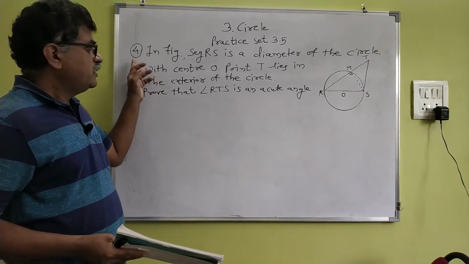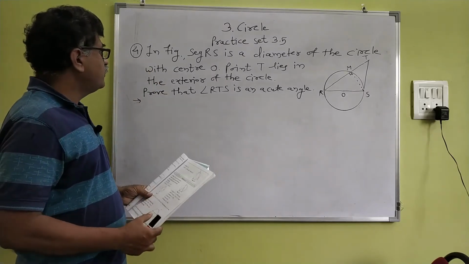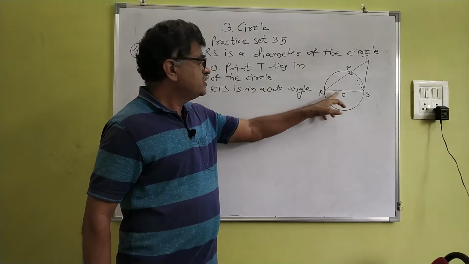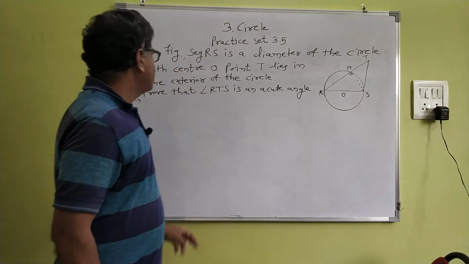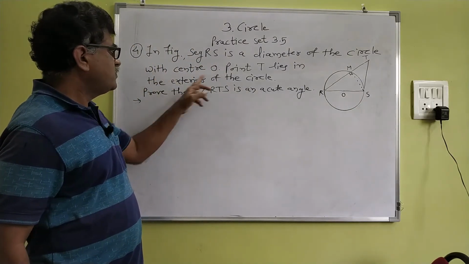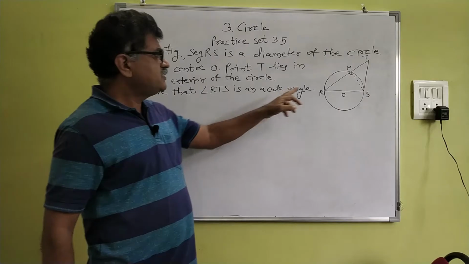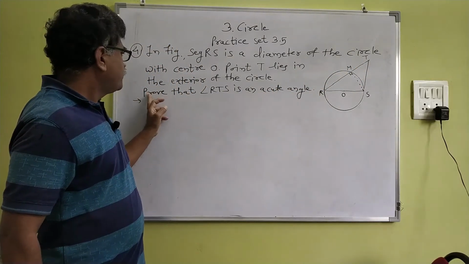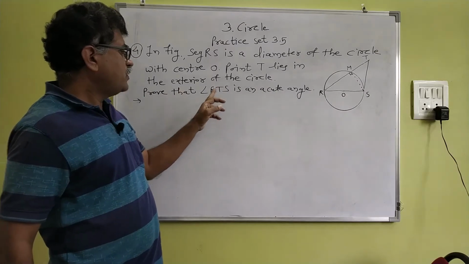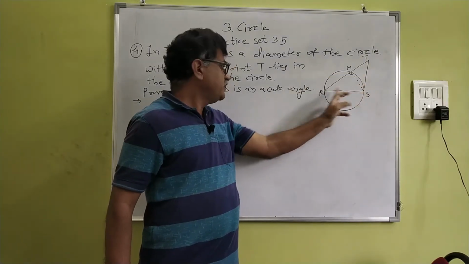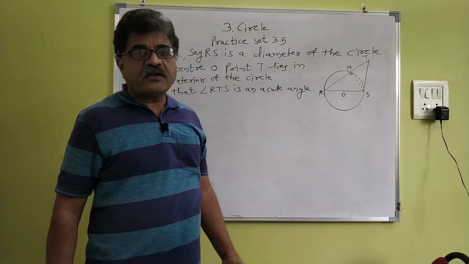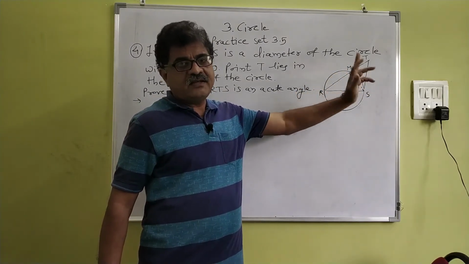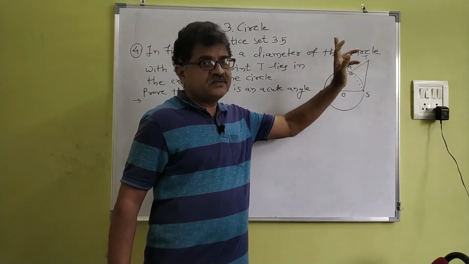Now here, example number 4. In the figure, segment RES is a diameter of the circle with center O. Point T lies in the exterior of the circle. We have to prove that angle RTS is an acute angle. Acute means an angle whose measure is less than 90 degrees.